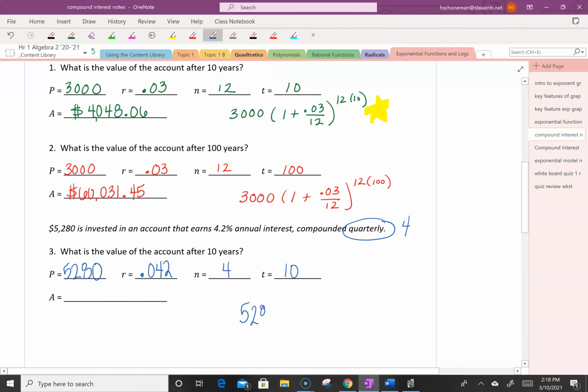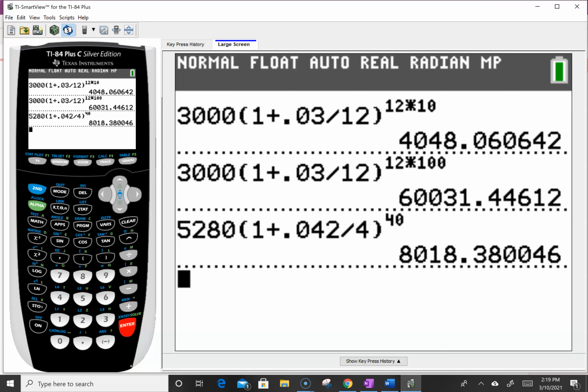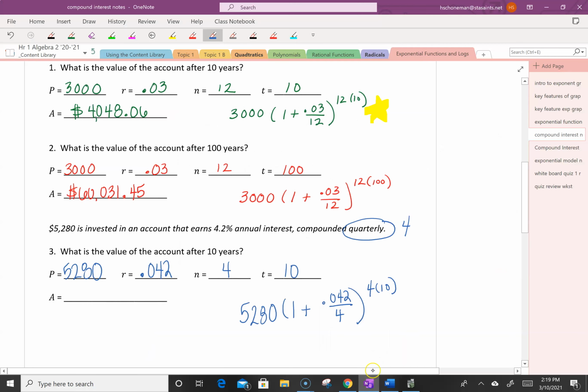So my equation is going to be 5,280 times 1 plus 0.042 divided by n, which is 4, raised to the n times t. Now, if you wanted to, we know 4 times 10 is 40. You could just say raised to the 40th power. You wouldn't have to say 4 times 10. Either way is going to get you the same thing. So 5,280, 1 plus 0.042 over 4 raised to the 4 times 10, which is 40th, and we get this answer. Now remember, it's dollars, so we're going to round to the nearest hundredth.